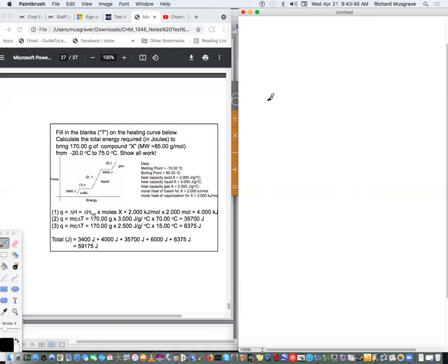So the Q value for that is going to be the delta H of, well, that's solid to liquid. You can see there I've got the phases written: solid, liquid, gas. So solid to liquid, that's a delta H of fusion that I'm interested in there, multiplied by the number of moles. Delta H of fusion is 2.000 kilojoules per mole.